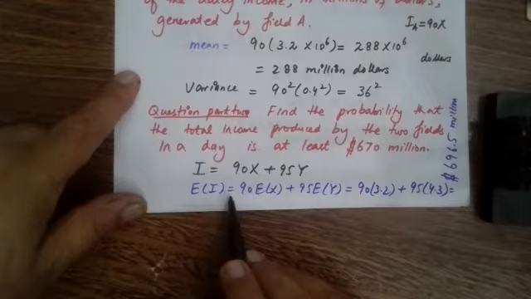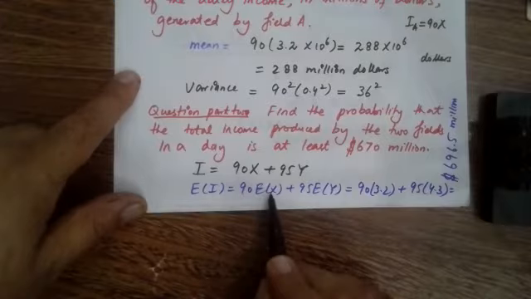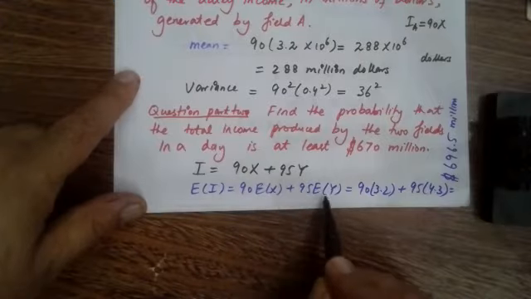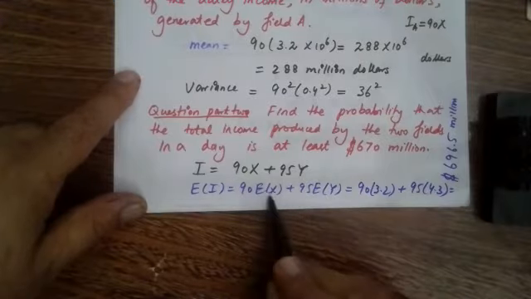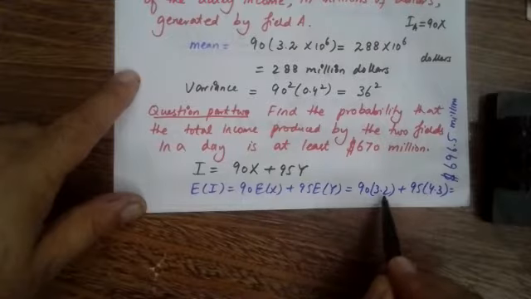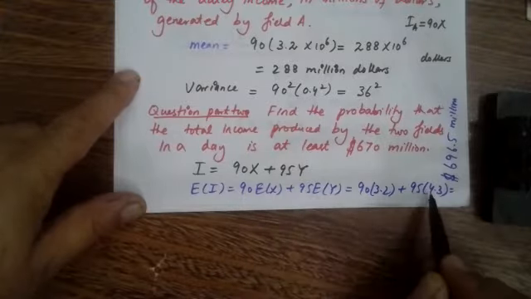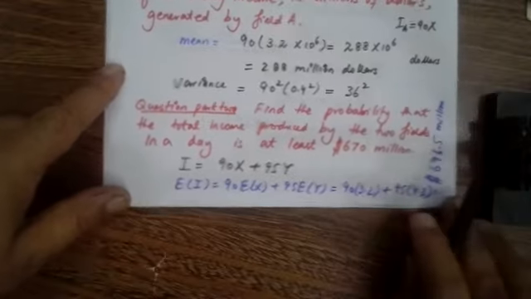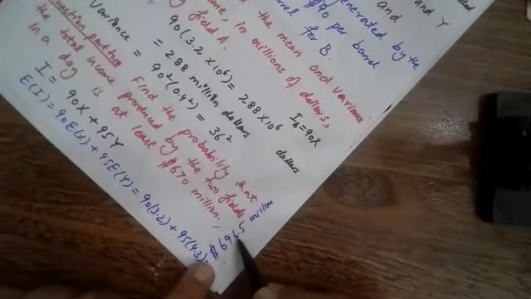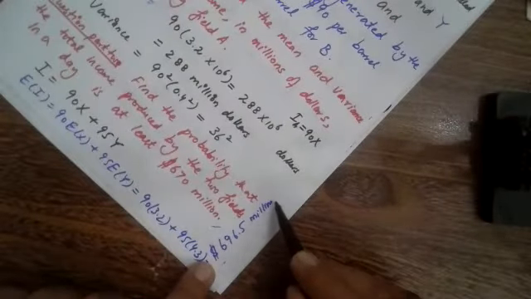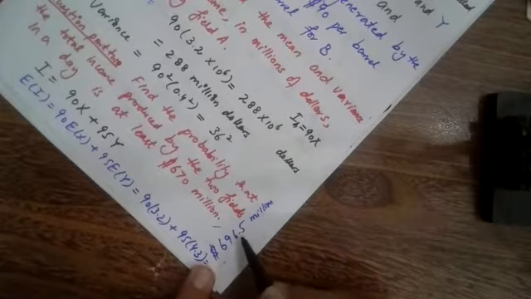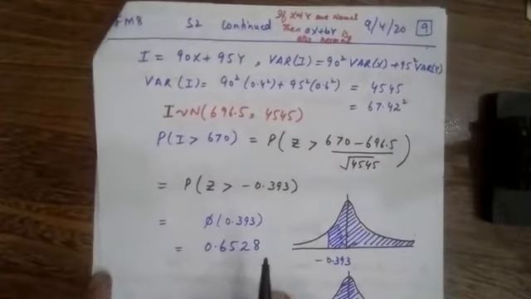Now the expected value of the income is 90 times the expected value of X plus 95 times the expected value of Y. Expected value of X is 3.2 million barrels, and expected value of Y is 4.3 million barrels. So this amounts to $696.5 million. This is the average combined income from the two oil fields.